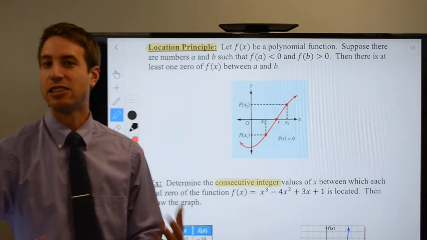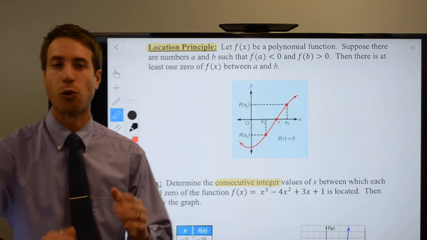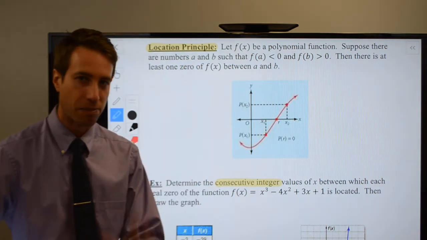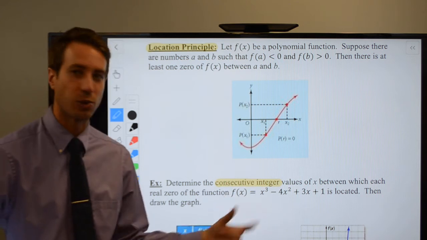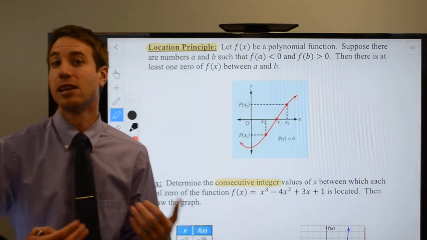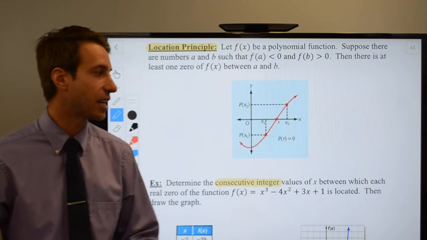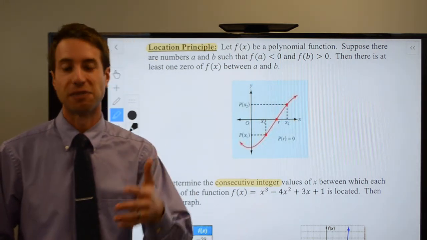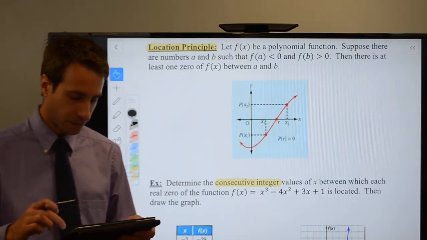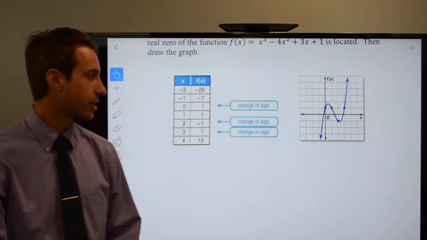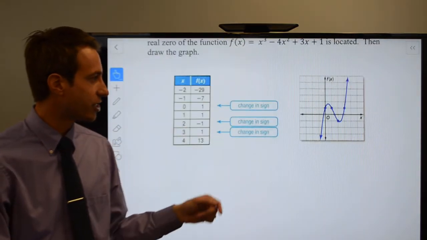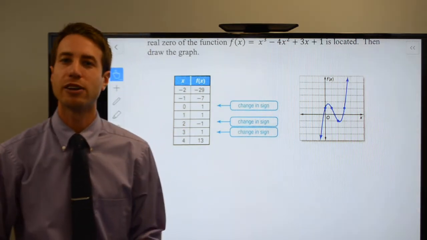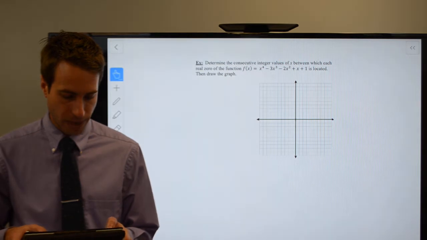Again, in this chapter, chapter 5, section 4, they call it the location principle. Not that big a deal. I'm perfectly okay with you guys referring to it as consecutive integers because technically that is what you're finding. You just happen to be using the location principle to find those consecutive integers. Once again, just another example problem here where they're showing you the changes in sign which represent your consecutive integers, but you guys already know how to do all that, so let's do a problem. Here's another one.